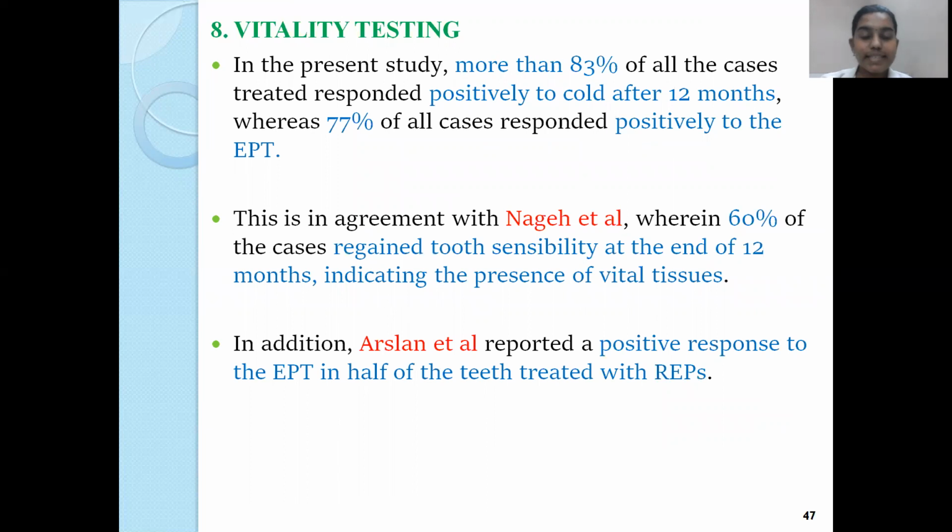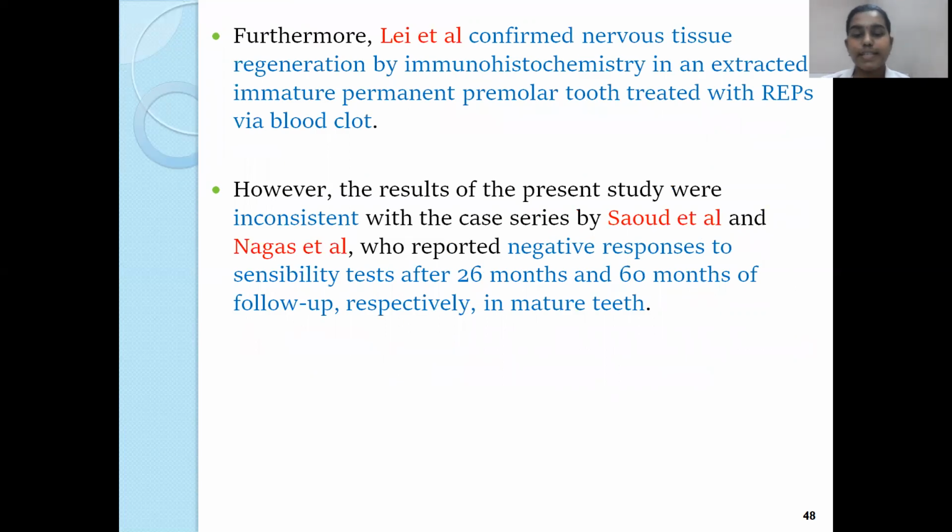In the present study, more than 83% of all the cases treated responded positively to cold test after 12 months, whereas 77% of all cases responded positively to the EPT. This is in agreement with Nigay et al., wherein 60% of the cases regained tooth sensibility at the end of 12 months, indicating the presence of vital tissues. In addition, Arslan et al. reported a positive response to the EPT in half of the teeth treated with regenerative endodontic procedure. Furthermore, Lee et al. confirmed nervous tissue regeneration by immunohistochemistry in the extracted immature permanent premolar tooth treated with regenerative procedure via blood clot.